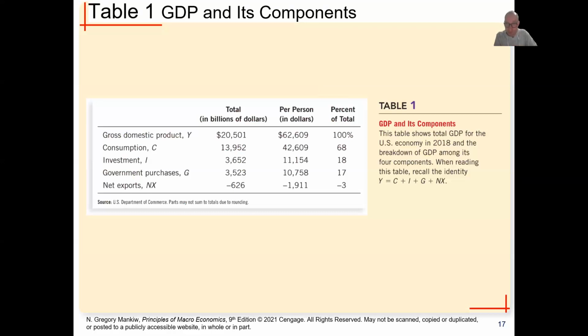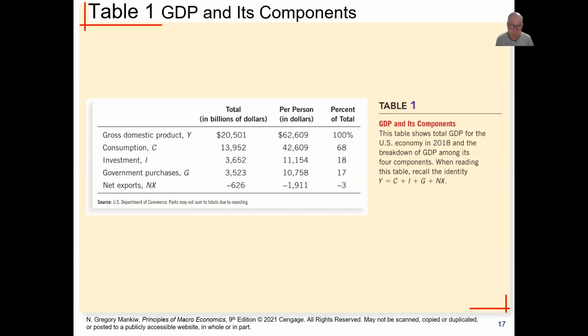So again, looking at it from a graphic representation, here we have the 2018 numbers. Gross domestic product was a total of 20,501 in billions of dollars. So that'd be 20.5 trillion is what that equals. That equates to $62,609 per person in the country during 2018. Good? Yeah, it's pretty decent. It's a lot better than 2015 numbers, right?